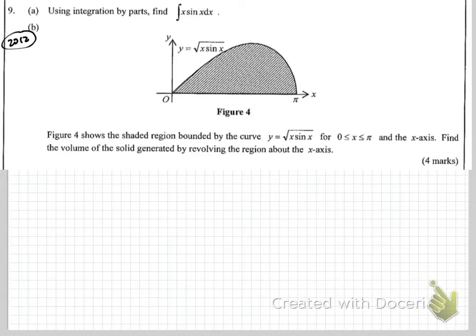This is part 4 of using definite integration to find volume of revolution. In this part, we look at some past paper questions. The first one is taken from year 2012. There are two parts. Part A is an indefinite integration question.